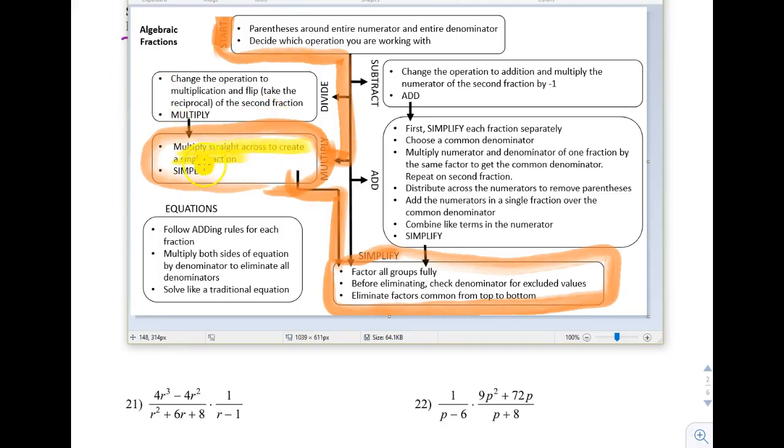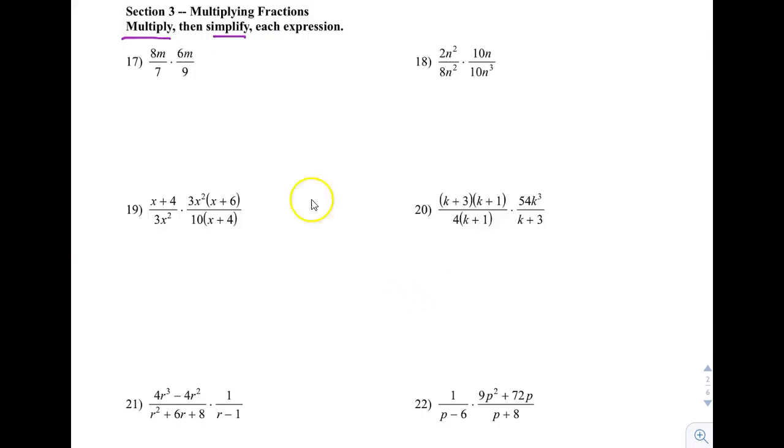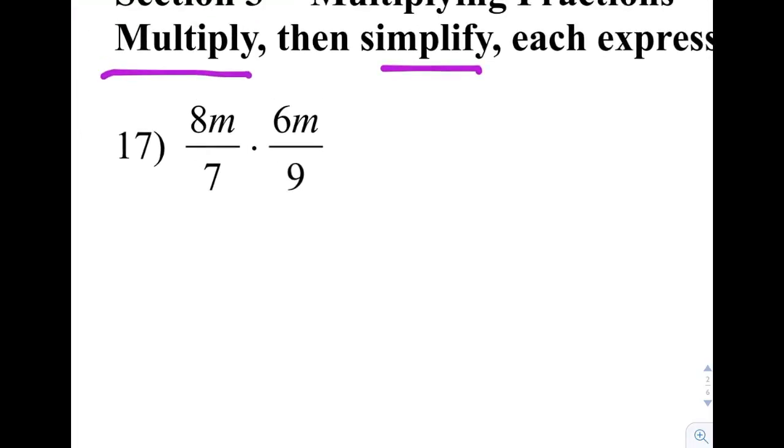So let's see what that one step looks like in practice. I'll go through once and then we'll go through with the flowchart. So first problem here, we have 8m over 7 times 6m over 9. We have two fractions. They are being multiplied times each other. So we're going to zoom into this. And what we're going to do is we're going to start the way we always start, which is by wrapping these in parentheses.